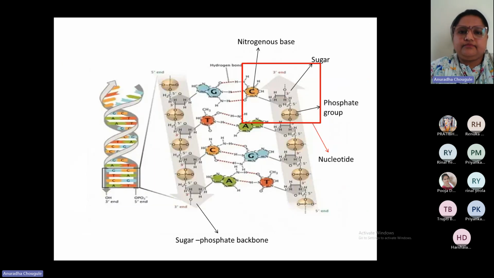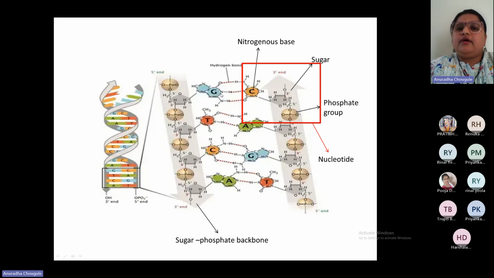If you observe this figure, the red square I made here is the part of a nucleotide. This nucleotide consists of a nitrogenous base, then sugar and a phosphate group. All of this is commonly called a nucleotide. The nitrogenous bases are of four types: cytosine, guanine, thymine and adenine. The purines are guanine and adenine, and the pyrimidines are thymine and cytosine.